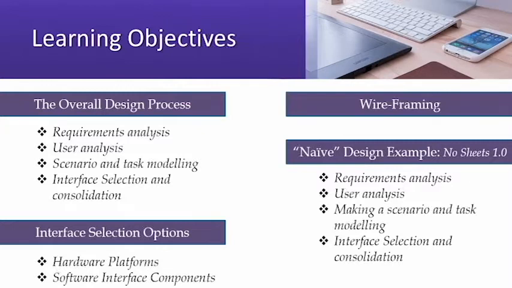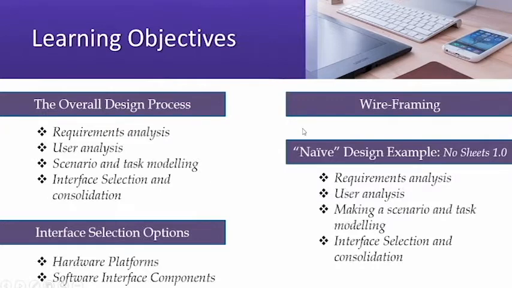First, we have the overall design process. Under this design process, we have the requirements and the user analysis, and then we have the scenario and task modeling, and we have the interface selection and consolidation. We will also learn about the interface selection options. We have the hardware platforms and the software interface components. We are also going to know what wireframing, or the wireframe, is.